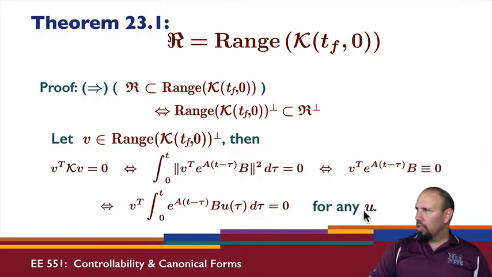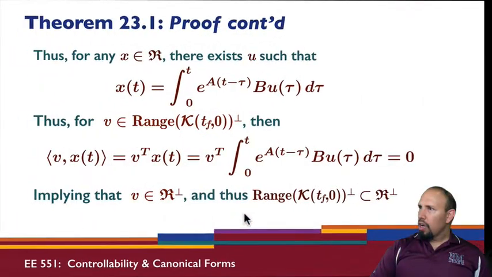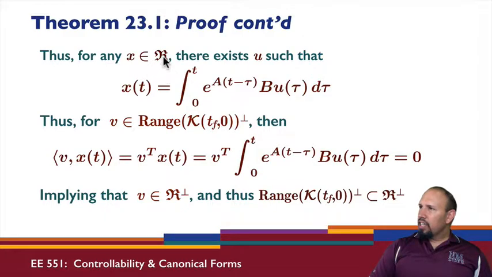Okay, so this is equal to 0 identically if this is. Notice that I have V transpose e to the A t minus tau B under the integral sign. So if that's equal to 0 for all tau, then it's certainly true regardless of what input is in here. So if x is in the reachable space, there exists a u that gets you there.